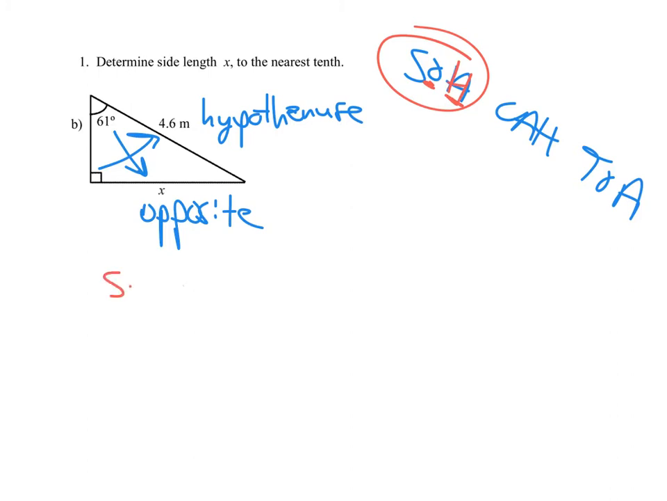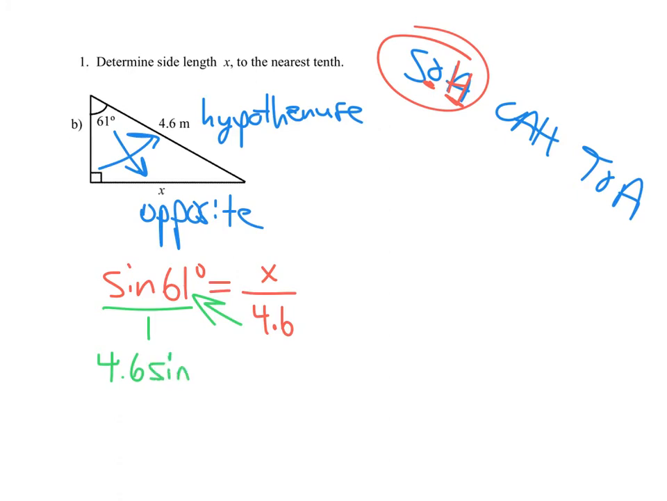the sine of 61 degrees equals the missing side x, opposite, over hypotenuse. And again, we treat this like equivalent fractions. We're going to multiply by the 4.6 to isolate x, and that becomes 4.6 sine of 61 degrees. And that'll equal our missing length of x.